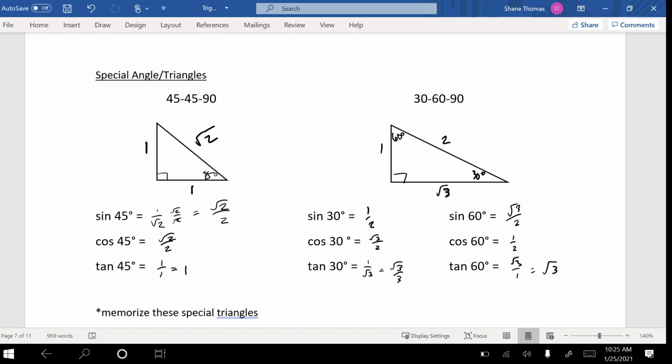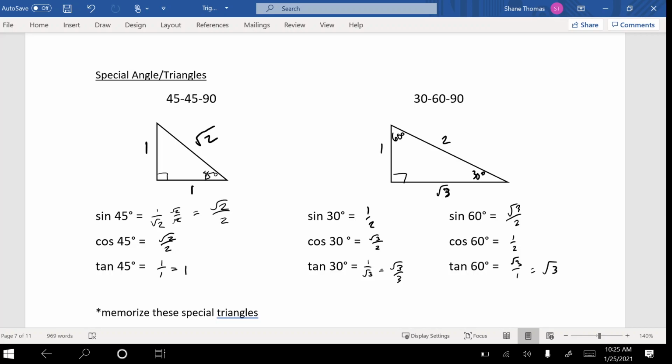You just have to remember, you don't always use the bottom number. If I was using 30, I look at the relationship based off of 30. If I go to 60, the second set is sine of 60, cosine 60, tangent of 60, I have to look at the relationships based off of the 60-degree angle.